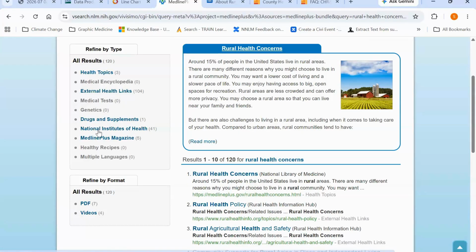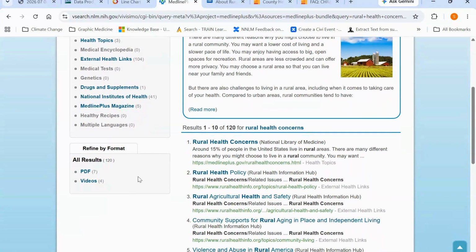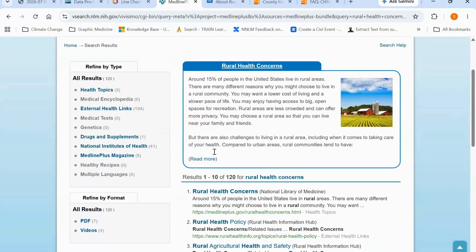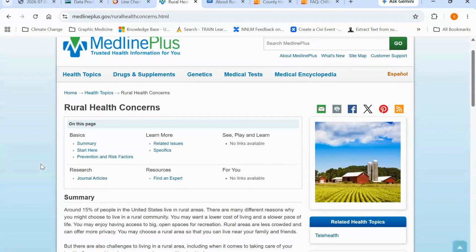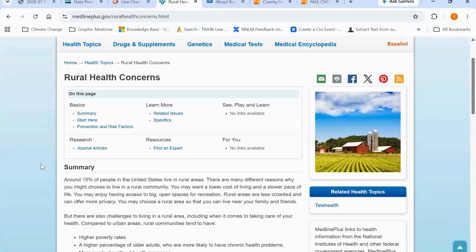You can sort by the NIH, National Institutes of Health links, and then you can also refine by format. You want PDF or video. So if we click on the read more for the health topics page here, the health topics page on Medline Plus is designed to be a starting point. So you get a general summary with some basic information, and then a lot of links out to other resources that can help you learn more.